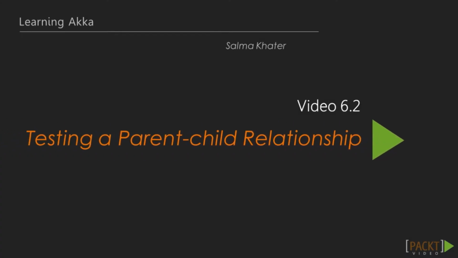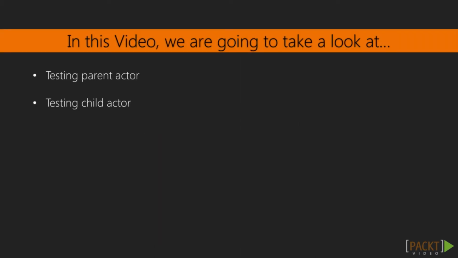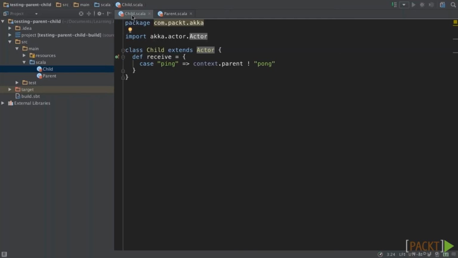Welcome to the second video in Section 6, Testing the Parent-Child Relationships. In the previous video, we tested the counter actor using different styles. In this video, we will take a look at how to test the relationship between a parent and child. Let's get started. We have 2 actors, parent and its child.